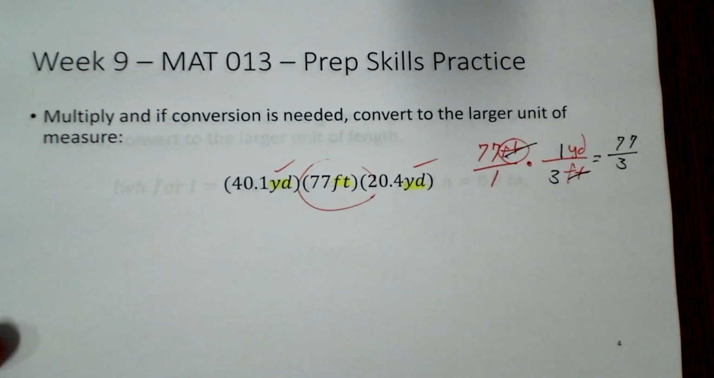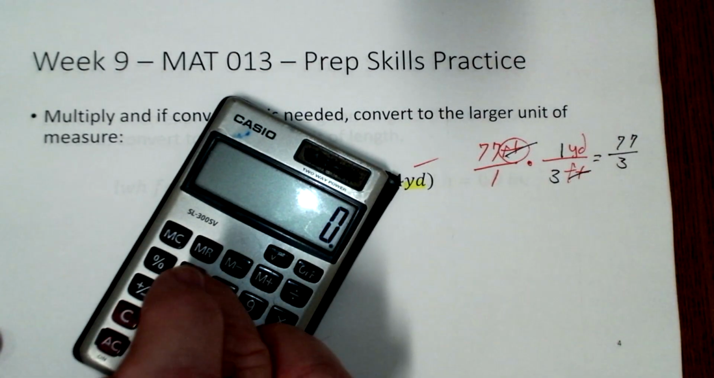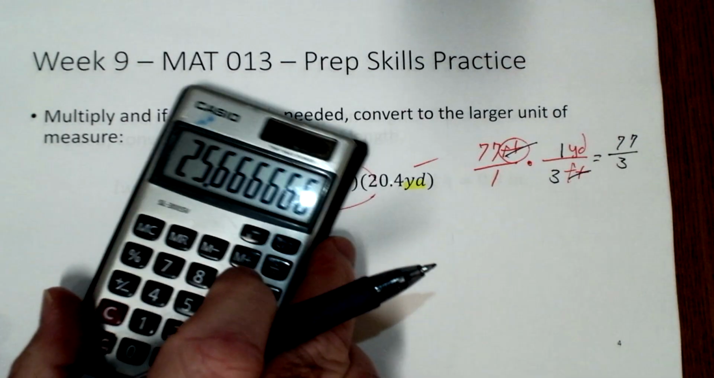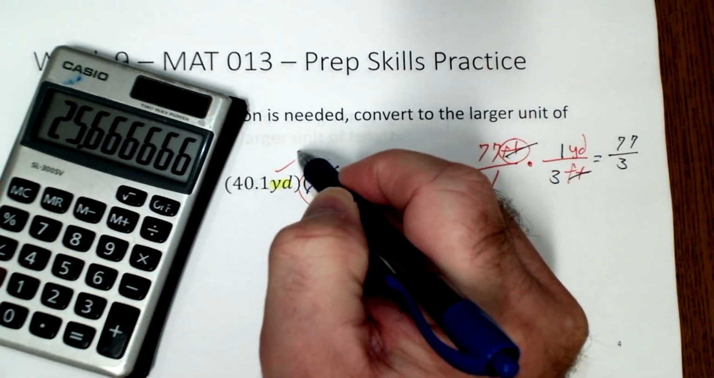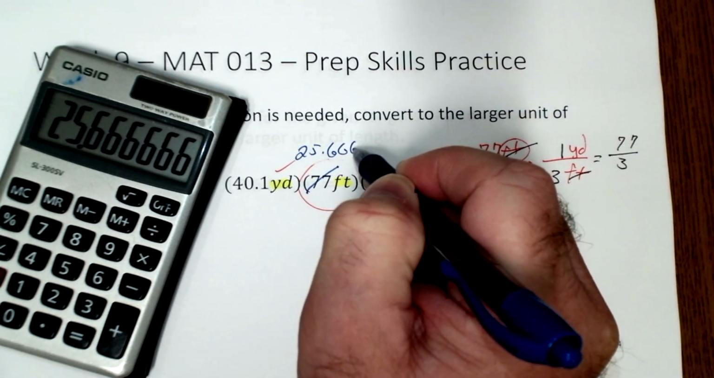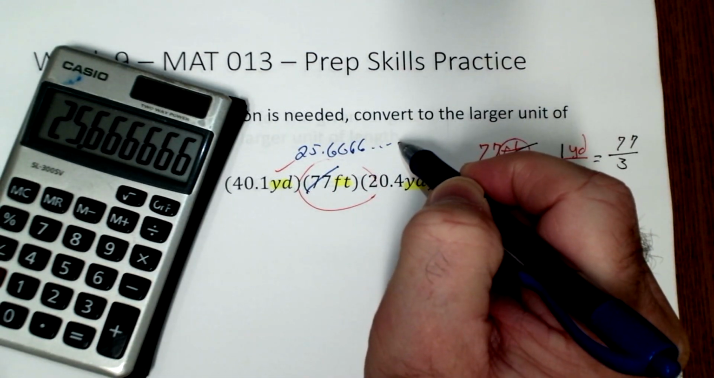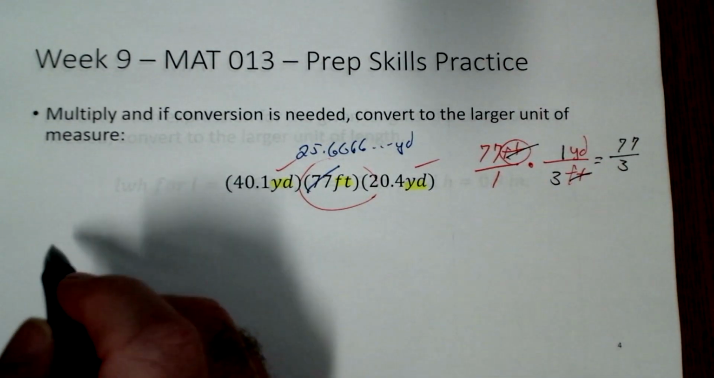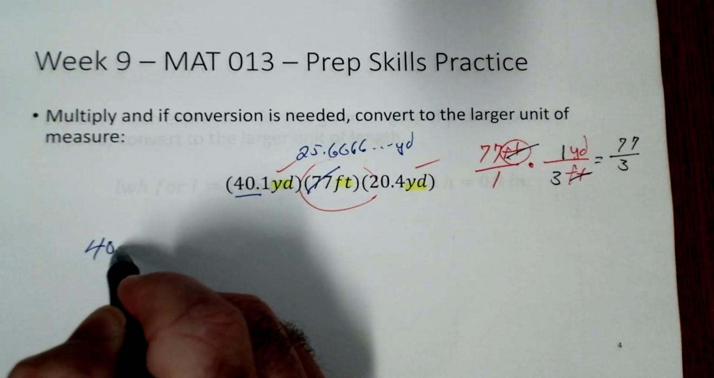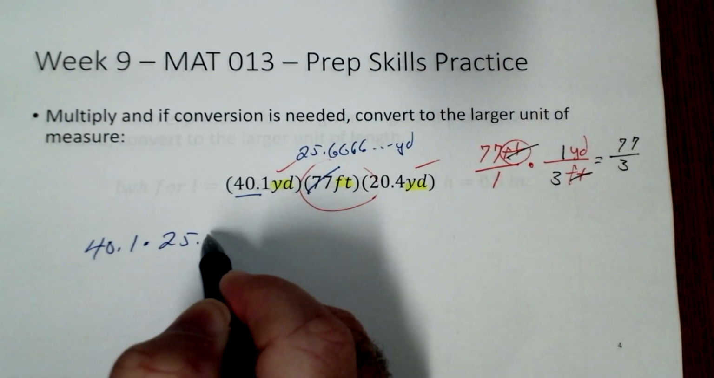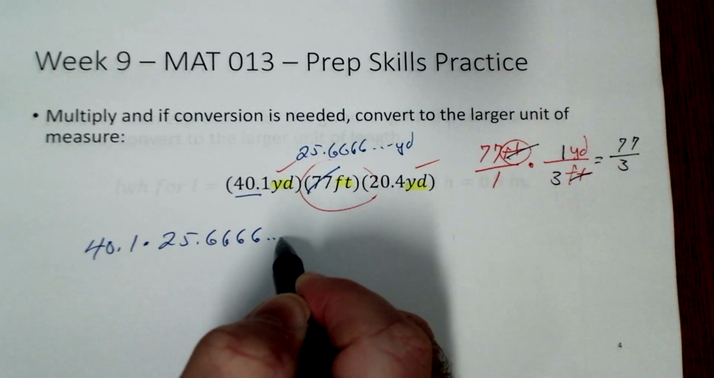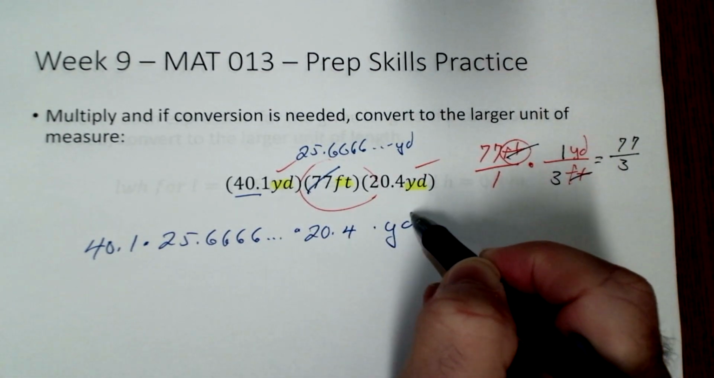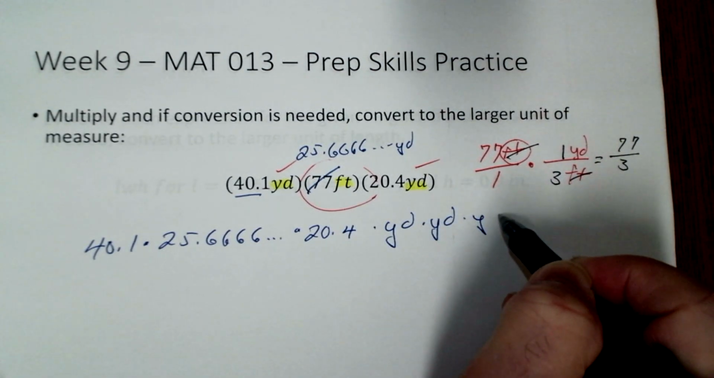We know it's top number divided by bottom. So let's do that math. 77 divided by 3 becomes 25.6666 to eternity, beyond yards. Okay, so now we've got everything converted into yards. The math is fairly straightforward. 40.1 times 25.6666 to eternity and beyond times 20.4 times yard times yard times yard.